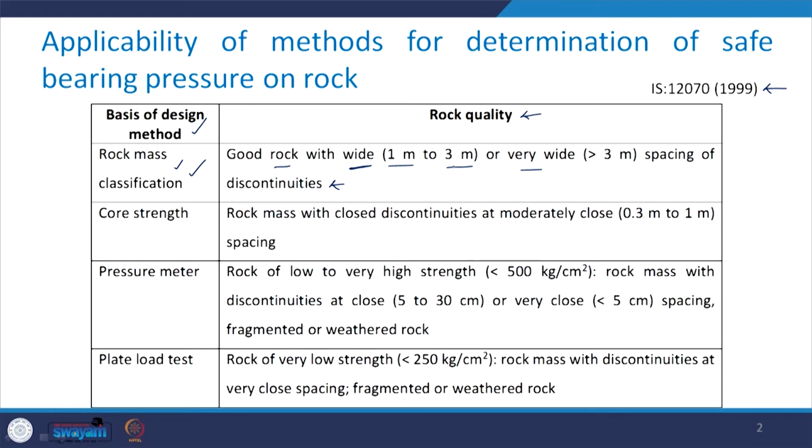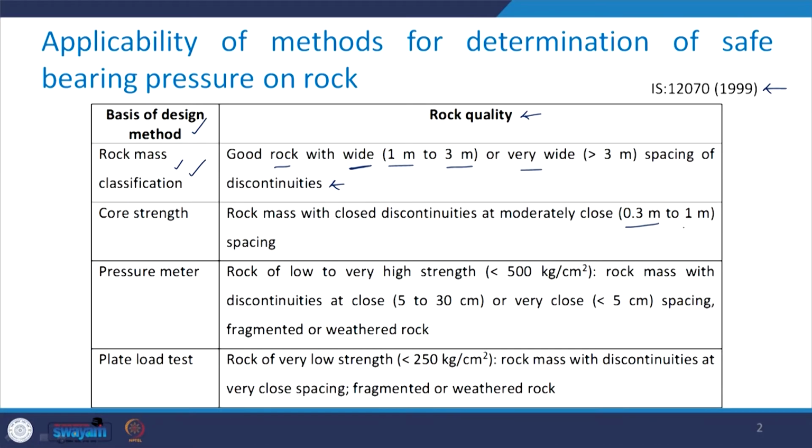The next design method is the core strength, or the one based on UCS. When you have rock mass with closed discontinuities at moderately close spacing, that means when the spacing lies between 0.3 meter to 1 meter, then obtaining the safe bearing pressure from the core strength or from the UCS of the rock is quite reliable.